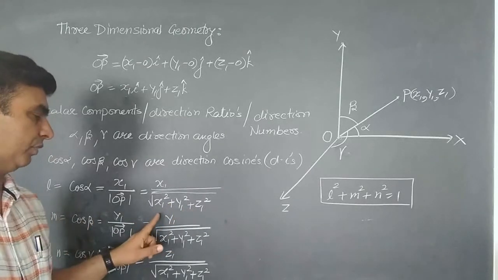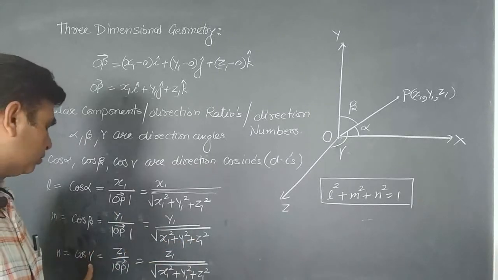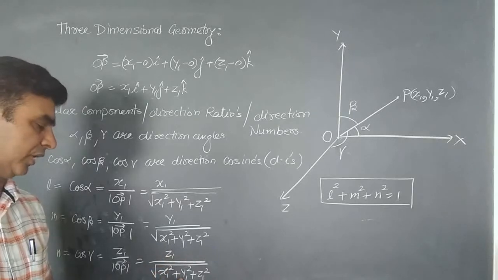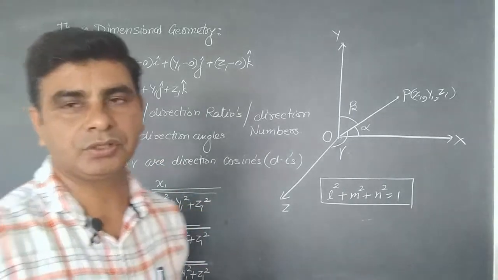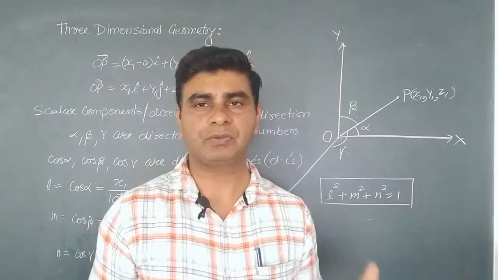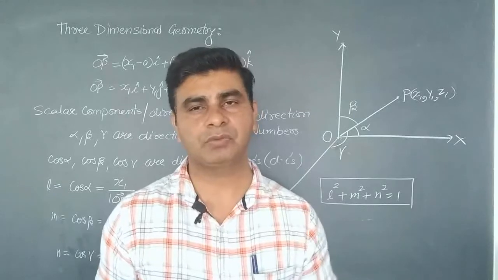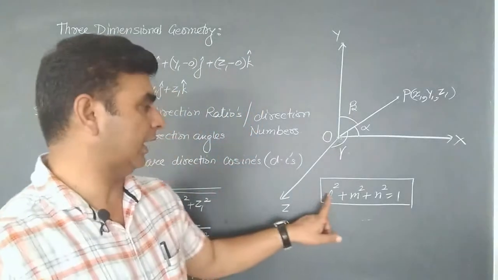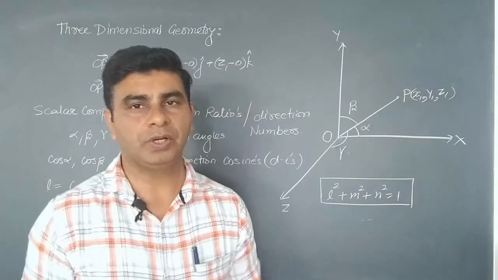Cos square beta will be y1 square upon x1 square plus y1 square plus z1 square, and cos square gamma will be z1 square upon x1 square plus y1 square plus z1 square, because the denominator is the same. By adding all these you will find that x1 square plus y1 square plus z1 square upon x1 square plus y1 square plus z1 square cancels out. The answer will be 1. So you will find that L square plus M square plus N square is always equal to 1.